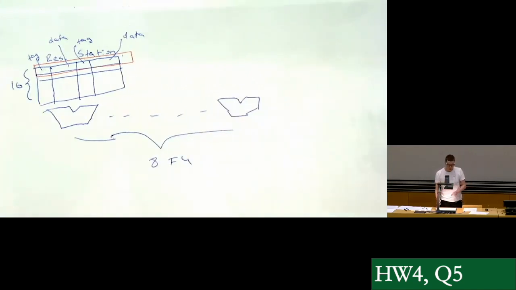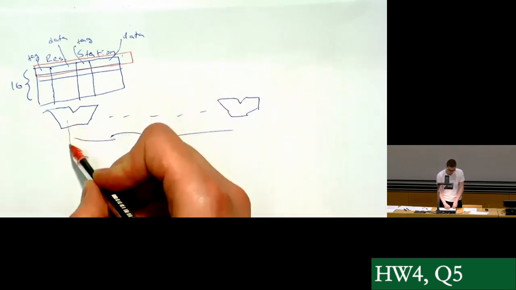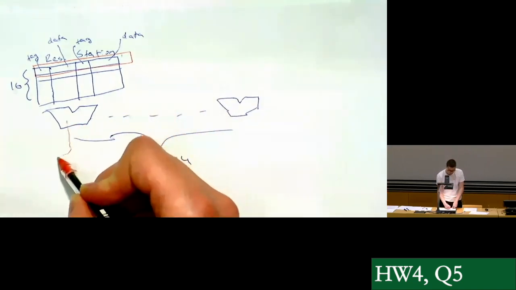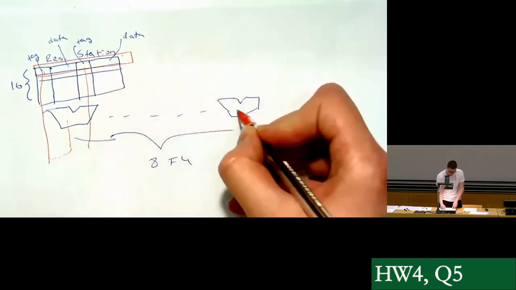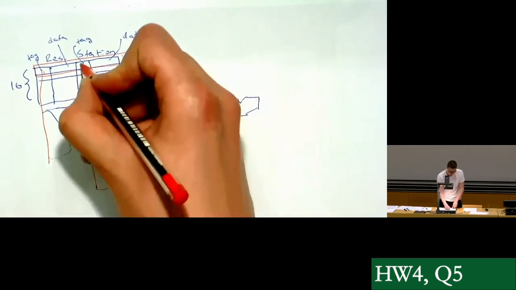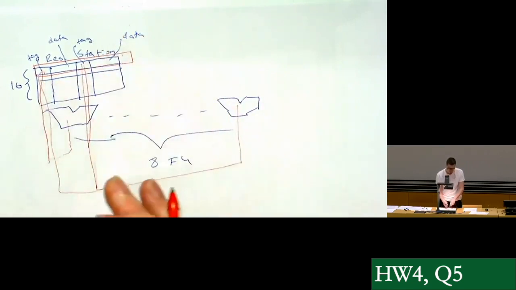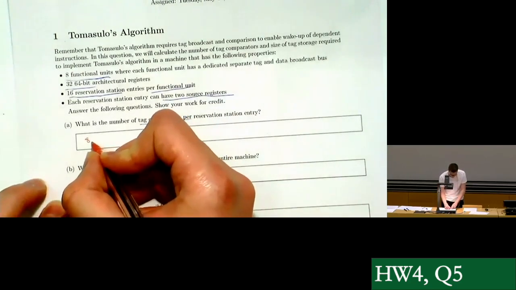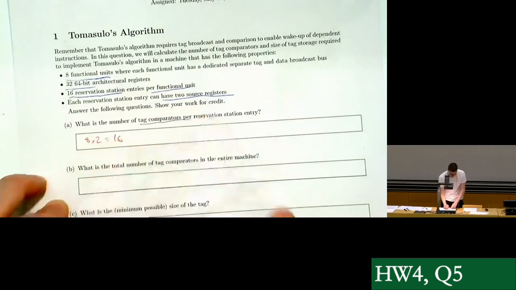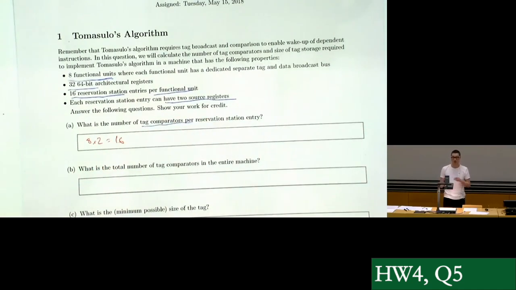Okay, is it clear? Basically, the result coming out from this functional unit will be compared against this tag and this tag. Same for this functional unit, so it will need to be compared against those 2 tags. And the same is true for all functional units. Basically, we'll need 2 comparators per functional unit. Then the answer is 8 times 2, which is 16 tag comparators per reservation station entry. Okay, is it clear?